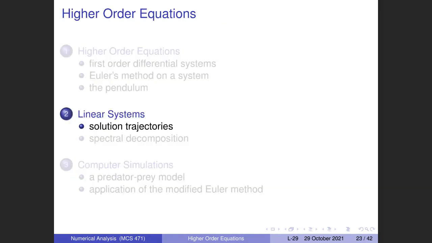All right, let us look at some more examples. In addition to verifying whether it works, can we say something more in general? And it will turn out that we can. In the case of linear systems, the solution trajectories are actually quite predictable.